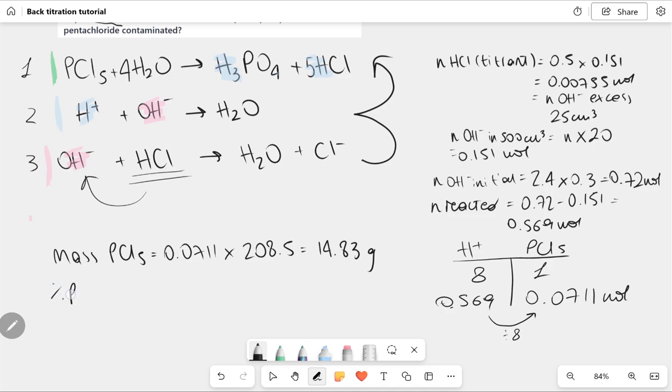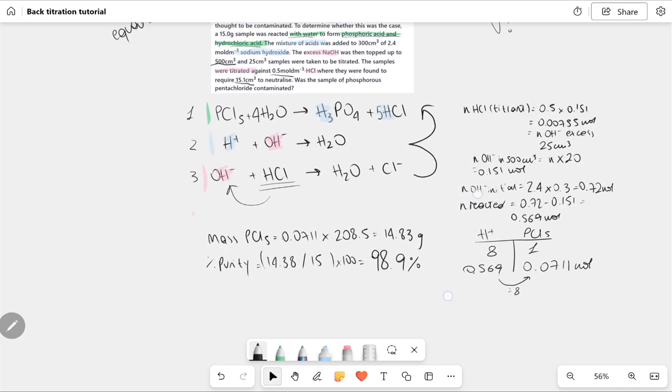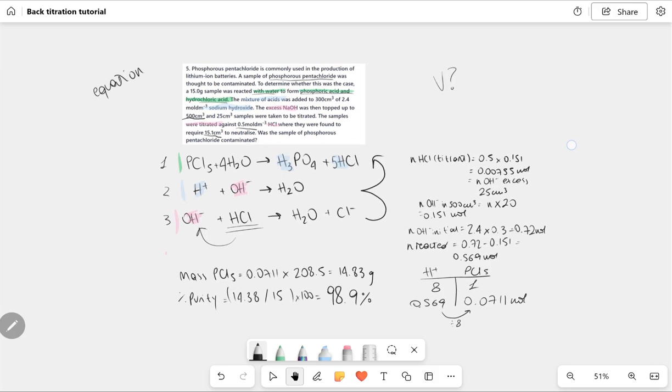To find the percentage purity would be the mass that we found divided by the initial mass, which, if you recall, was 15 grams. All of it times by 100, and this gives us 98.9% pure. So I hope this tutorial helps in understanding the approach of back titrations.